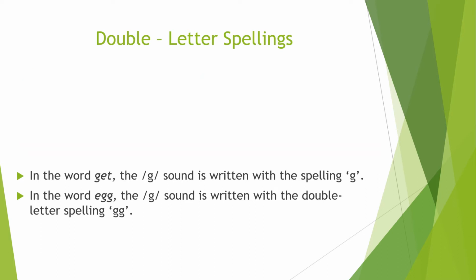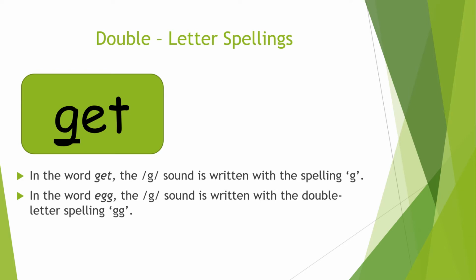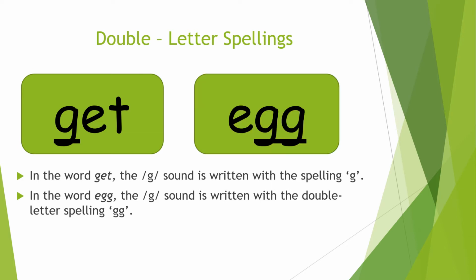Let's take a look at another. What is this word? This word is get. Notice that there is only one G. The G sound is written with the spelling G. Take a look at this word. This is the word egg. Notice that there are two G's. The G sound is written with the double letter spelling GG. So even though there are two G's in this word, it only makes the G sound just one time.